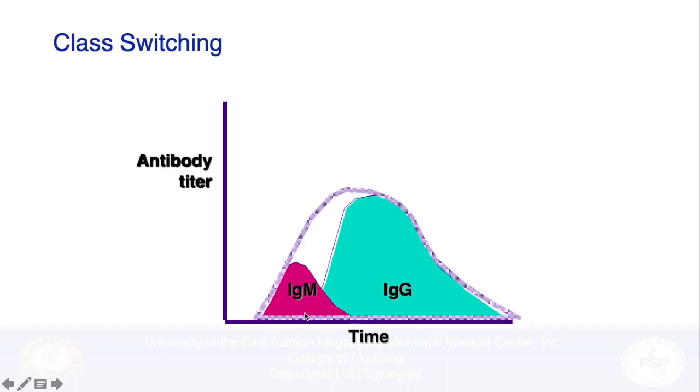For the IgG, it will start to rise on more or less the 7th day, and it will eventually peak more likely 2 weeks after the exposure to the antigen. Okay, and then eventually it goes down after a month. This is your class switching.